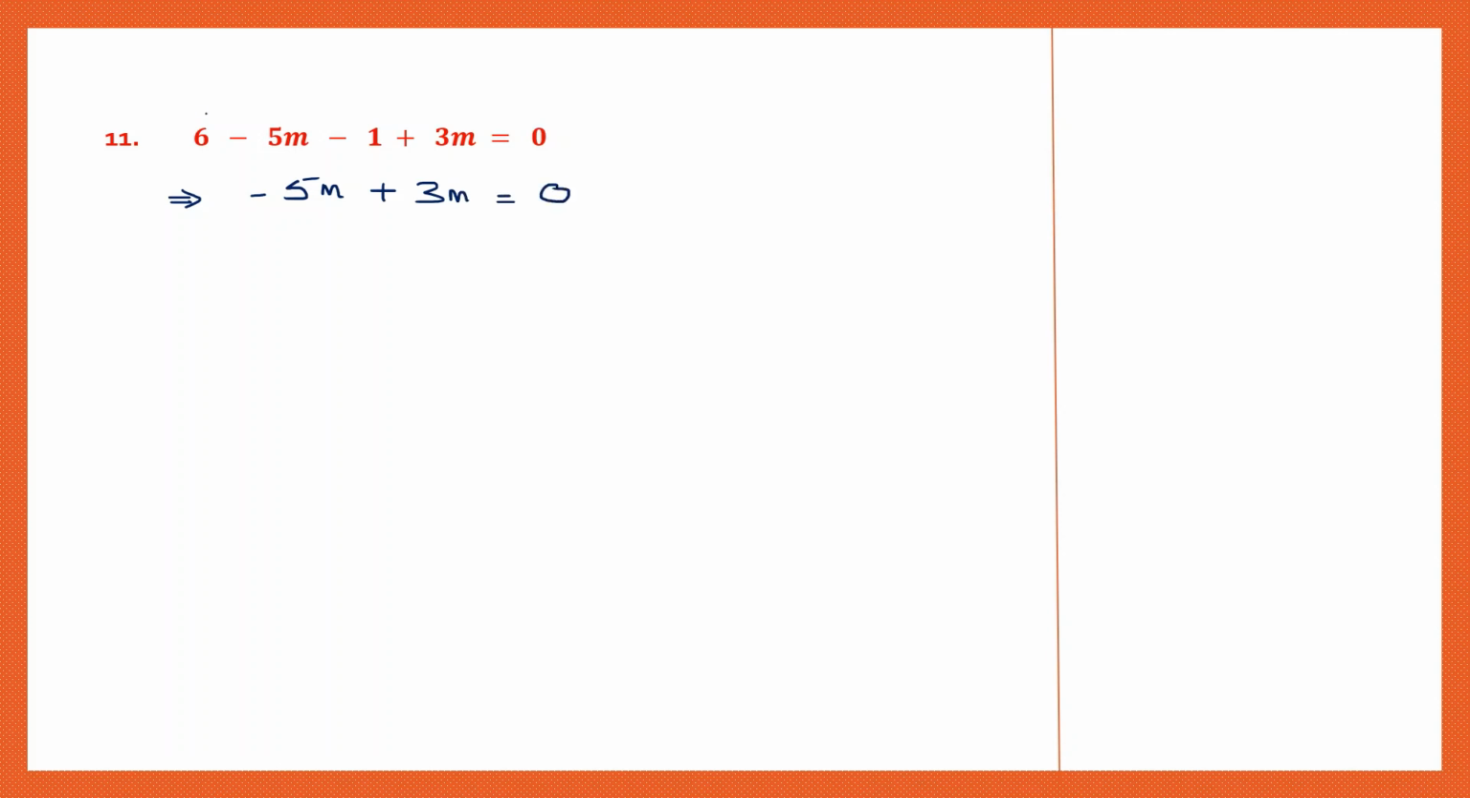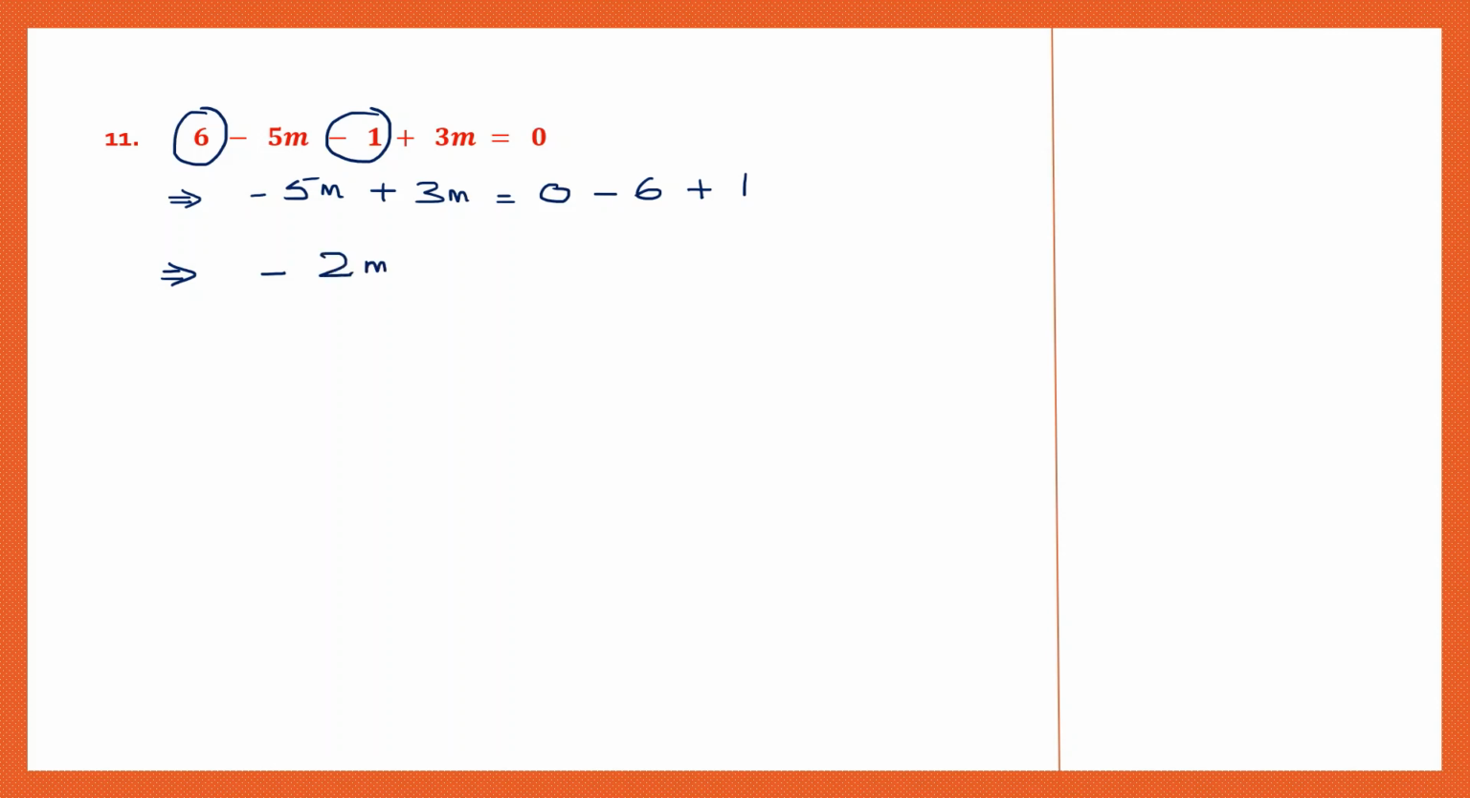Then let's transpose 6, which is plus 6, to the right hand side. It becomes minus 6. Minus 1 from the left hand side to the right hand side, it becomes plus 1. So now let's work this out. Minus 5m plus 3m. Minus 5 plus 3. Signs are different. So put the sign of the bigger number and subtract. 5 minus 3 is 2m.